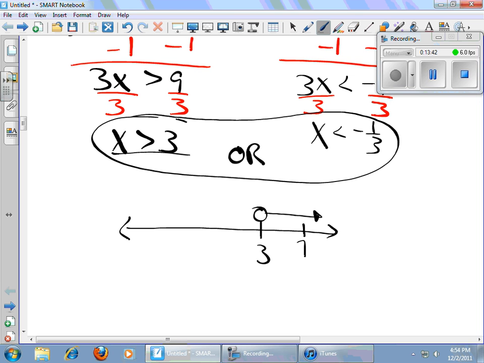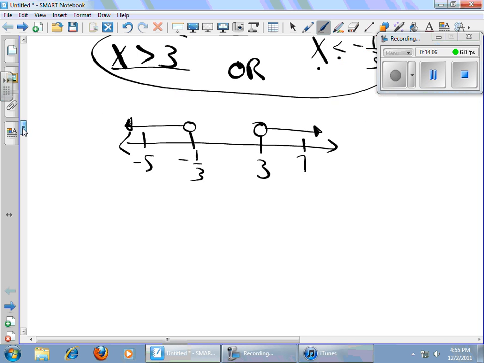Okay, I need to put negative 1/3 on my number line. It's an open point because there's no equals. And I need a number that makes that true for x. Well, let's see. How about like a -5? Yeah, so I'm going to shade that way. There you go.